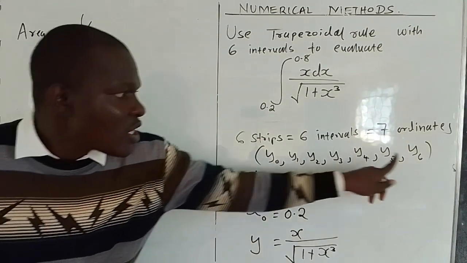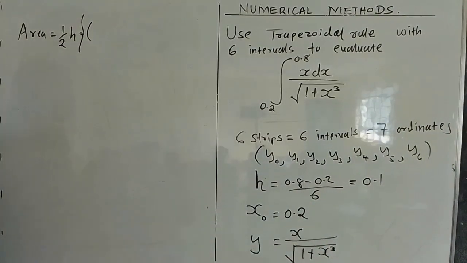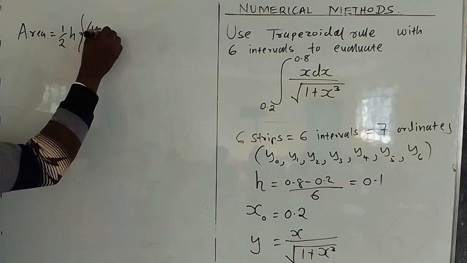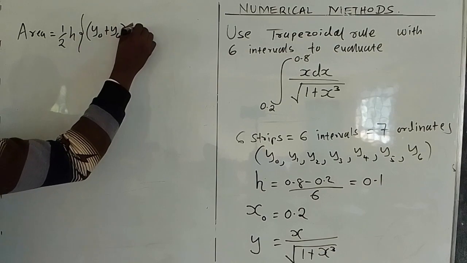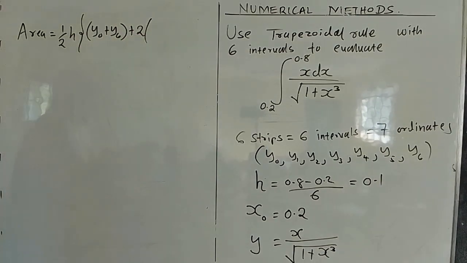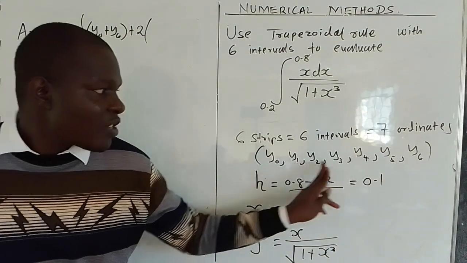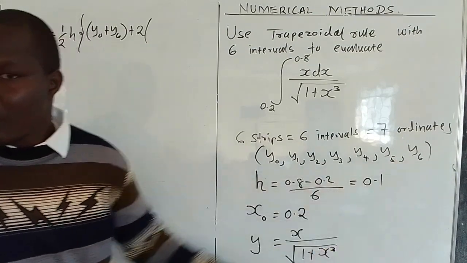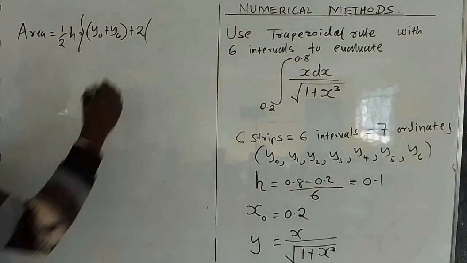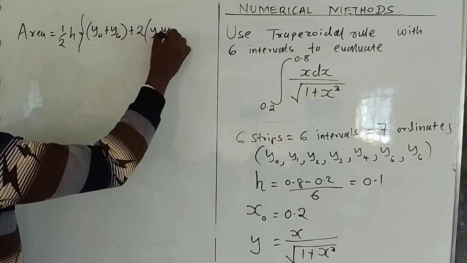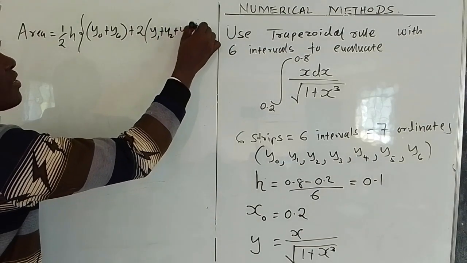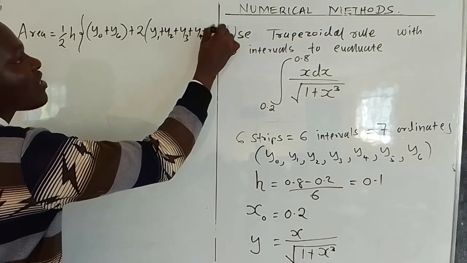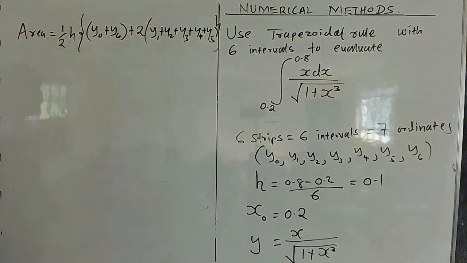And what are the n's? y0 and y6. So the ends are y0 and y6. Then twice the remaining ones, isn't it? So twice what is left? What is left is from y1 to y5, isn't it? So it is twice (y1 plus y2 plus y3 plus y4 plus y5). So that is the area by trapezoidal rule.